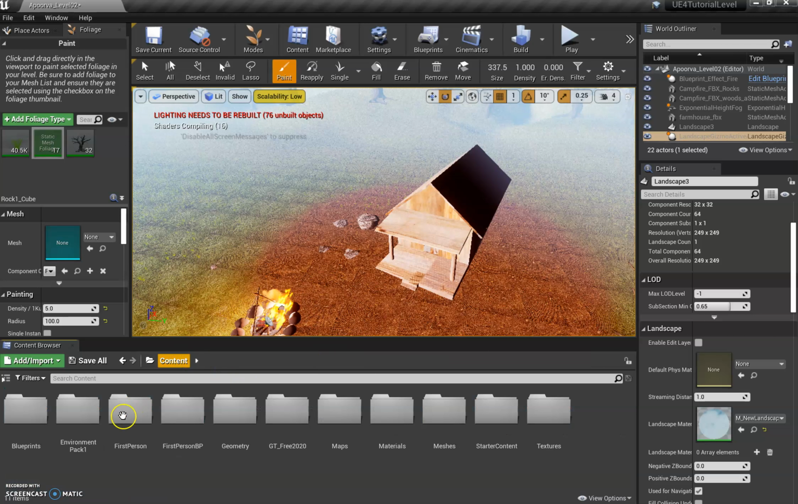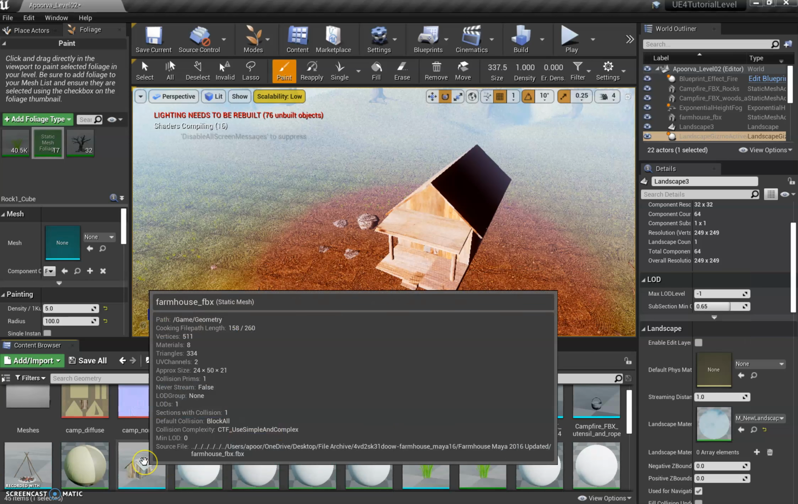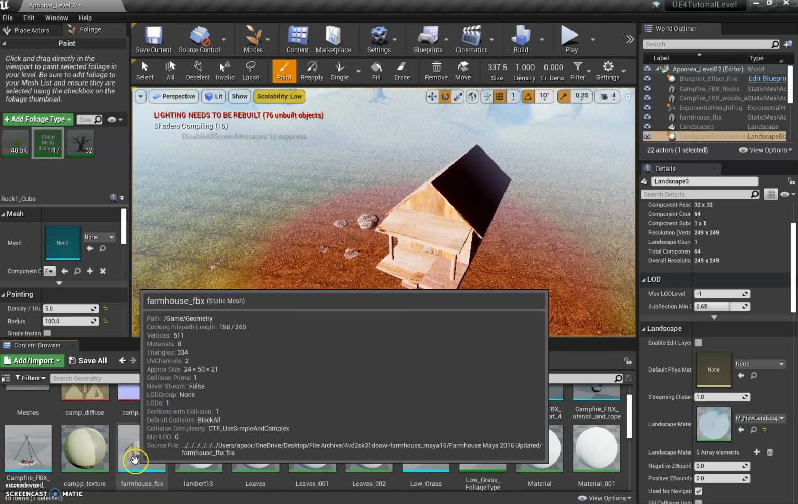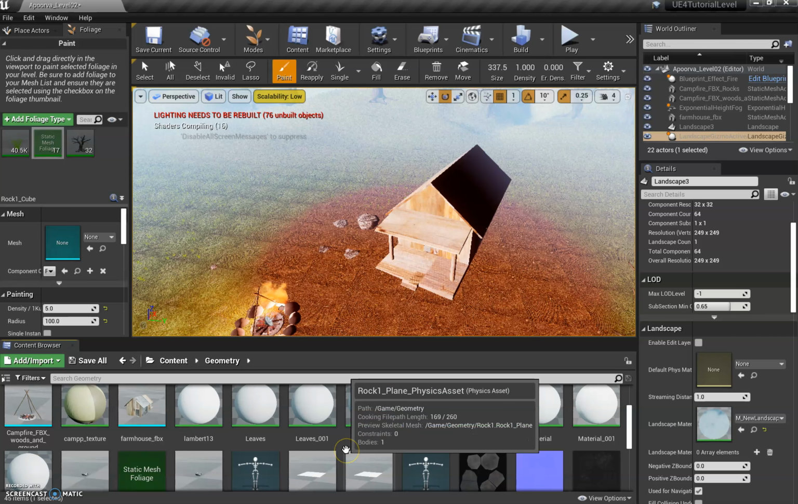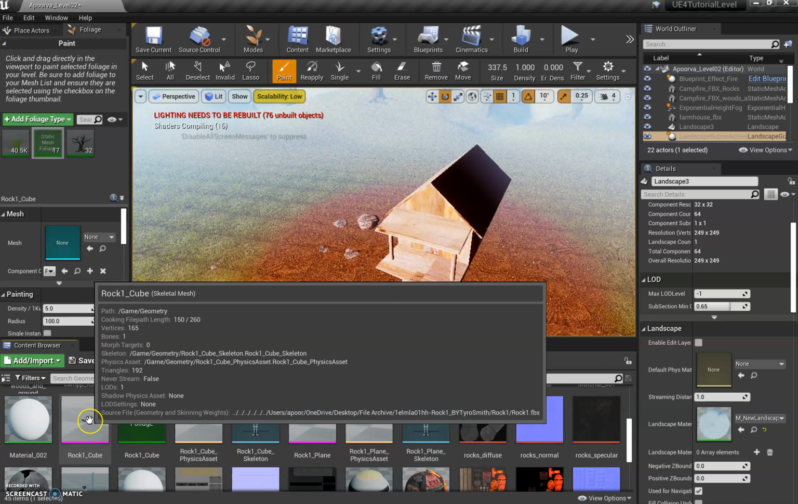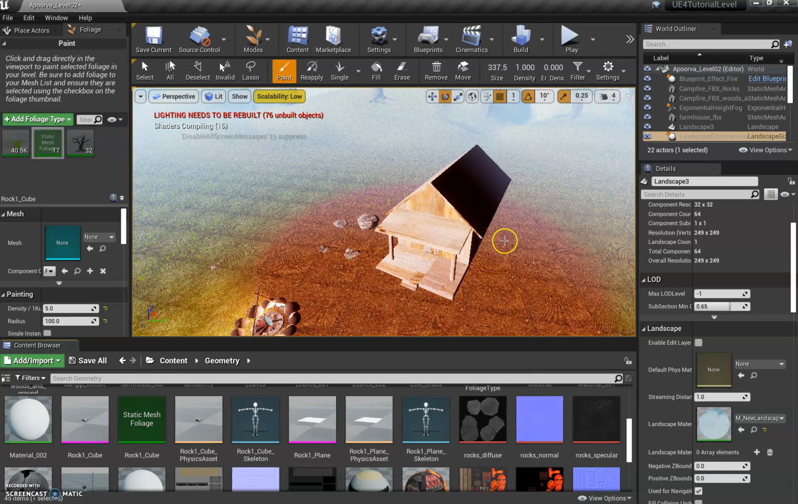It's in geometry. It's also where I imported the FBX file for the farmhouse and the campfire. This is the rock. Its basic size is really small, so I always have to scale it up a ton every time I pull it in, because otherwise you just wouldn't be able to see it. For some reason it didn't work on the foliage type. Maybe that's something I just need to figure out by myself.